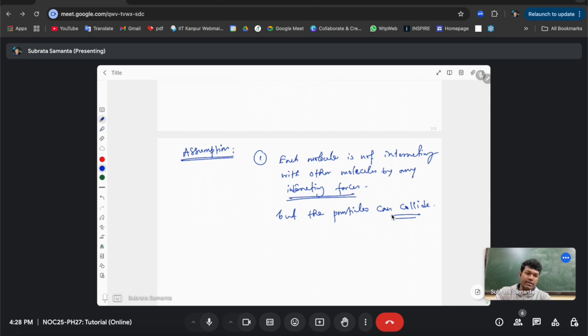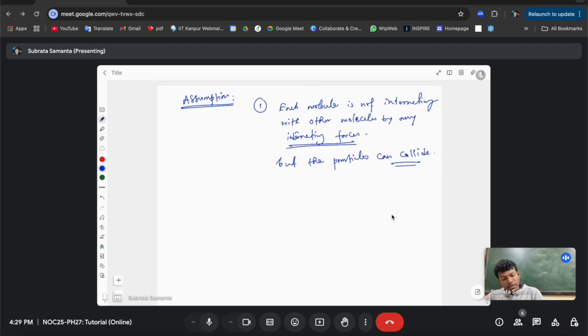And also there is a catch. If the particles collide, the system still remains in thermal equilibrium. So if two particles collide, the temperature does not change. Basically, thermal physics is about the macroscopic properties of a system.